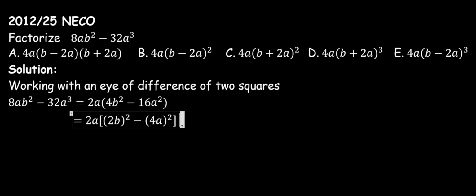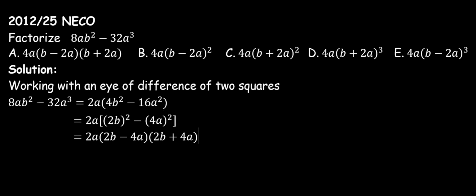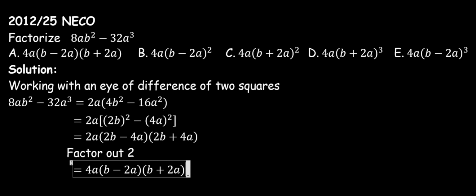With this, we have achieved the desired goal of difference of two squares, which is x squared minus y squared equals (x minus y) into another bracket (x plus y). So now we proceed. That will give us 2a into bracket open, (2b minus 4a) into another bracket (2b plus 4a). From there, we can factor out 2 from our brackets, since 2 is common all through, and that will give us 4a into (b minus 2a) into bracket (b plus 2a). That is how far we are expected to go in this given problem.